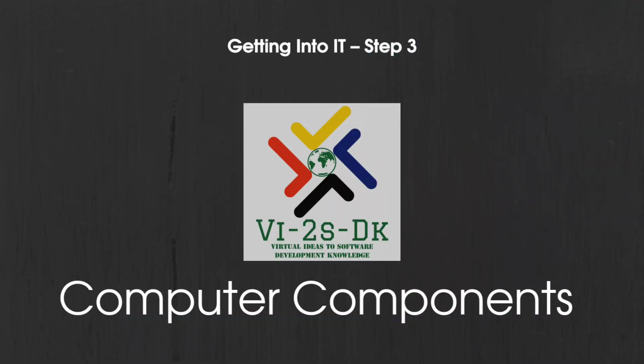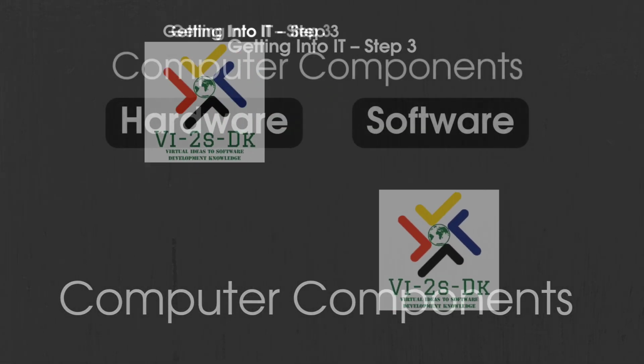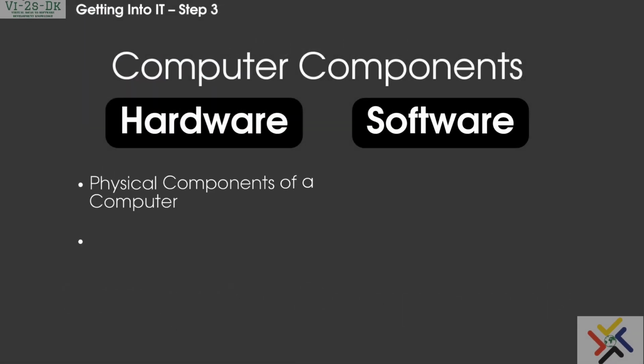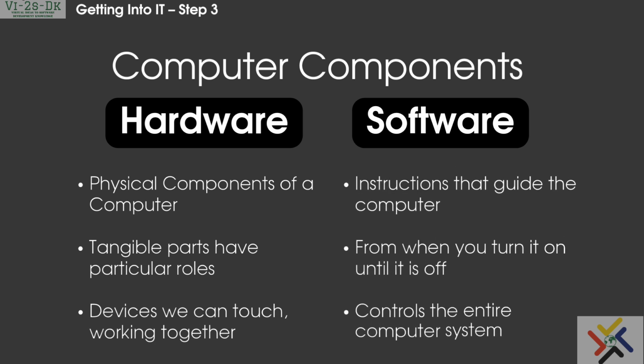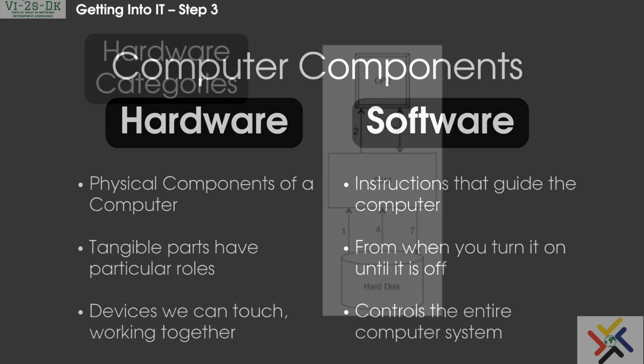Today we'll be breaking down the computer system in layman terms and looking at each of its components. Computer systems in general are made up of hardware, which are physical devices that we can touch, and software, which are instructions that enable the devices to work together seamlessly. Let's look at each of them.